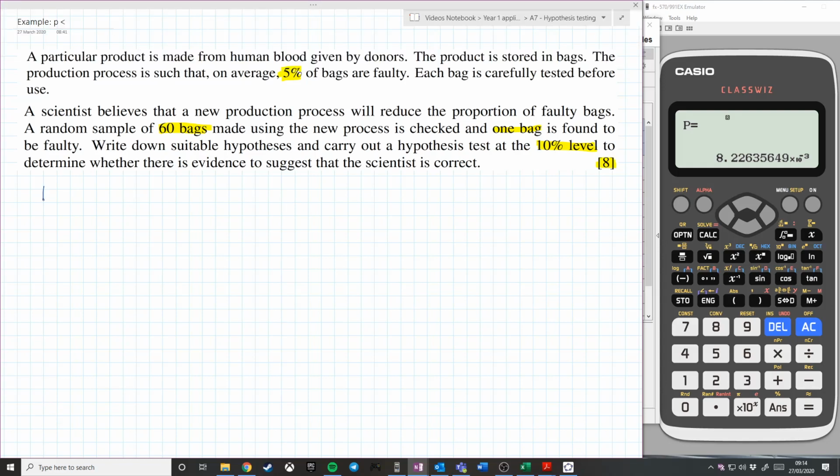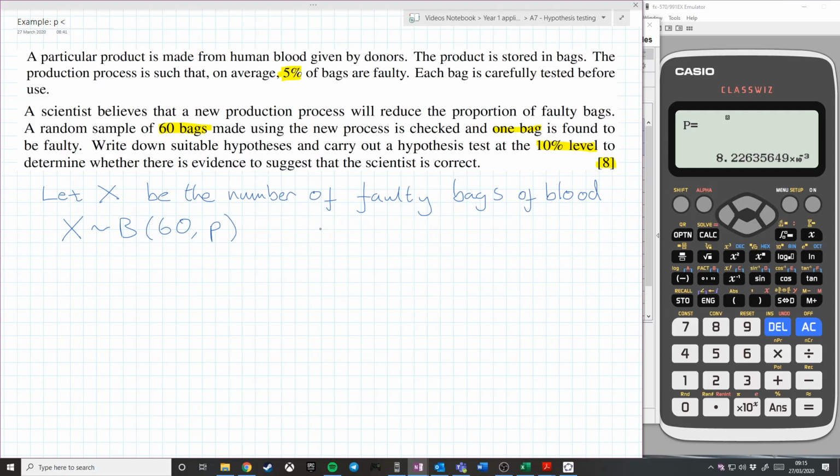I'm going to say let X be the number of faulty bags of blood. And I can see that X has a binomial distribution of 60, comma P, where we're going to be testing whether that P is 5% or not. Now, I know we've been using 5% for the significance level a lot, but that is actually the P value here.